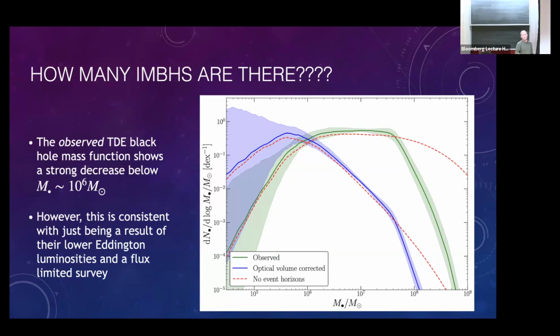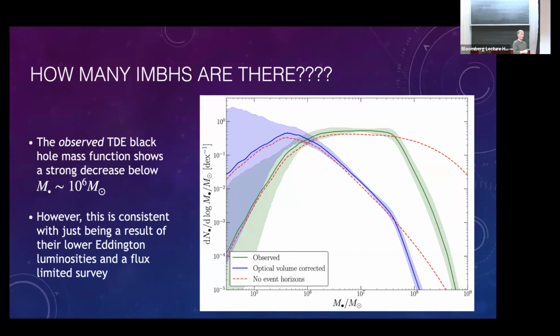There is a strong observational requirement for the observed mass function of TDE black holes to turn over just below 10^6. Do you think that's fantastic? Intermediate mass black holes are rare. Maybe all black holes are born in the early universe at 10^5. If you correct for the fact that a smaller mass black hole has a lower Eddington luminosity and so it's harder to find, you get this blue distribution. So either the black hole mass function is sharply turned off at 10^6, or it keeps on going and there are loads and loads of intermediate mass black holes.